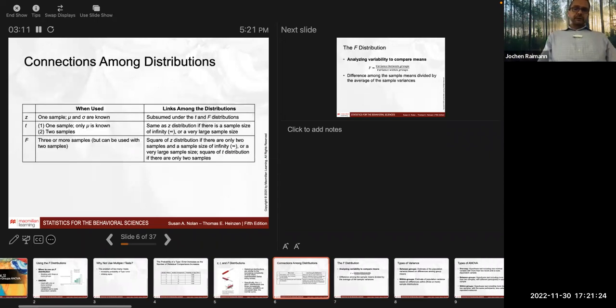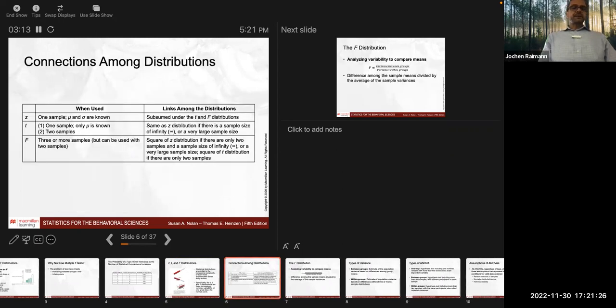Good. Underlying assumptions, this is important. The samples need to be randomly sampled, they need to be independent, and they need to be normally distributed, as for all the tests we're doing in this class. So we are only doing so-called parametric tests. Parametric tests have as the underlying assumption that the distribution is normal. Non-parametric tests do not make these assumptions.